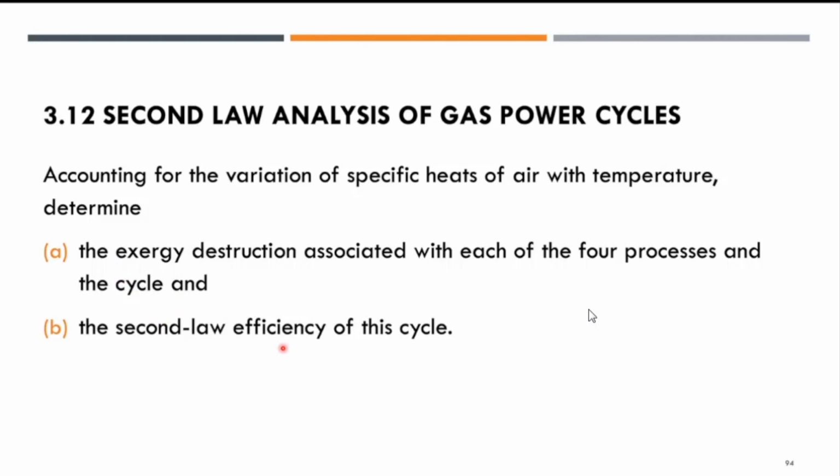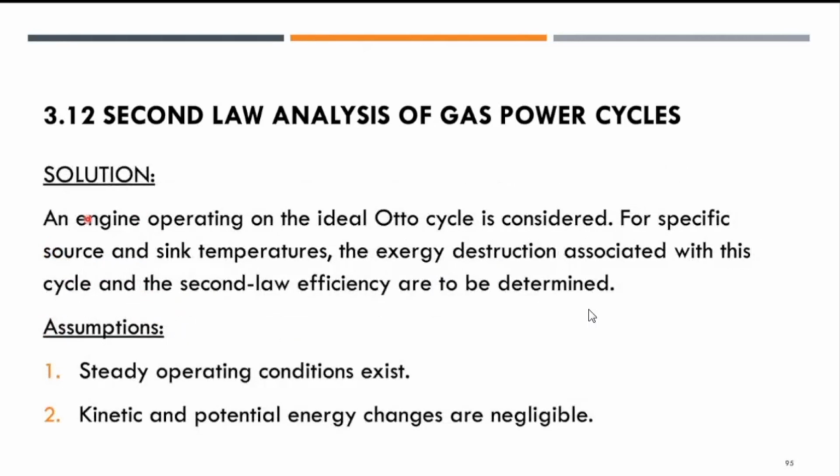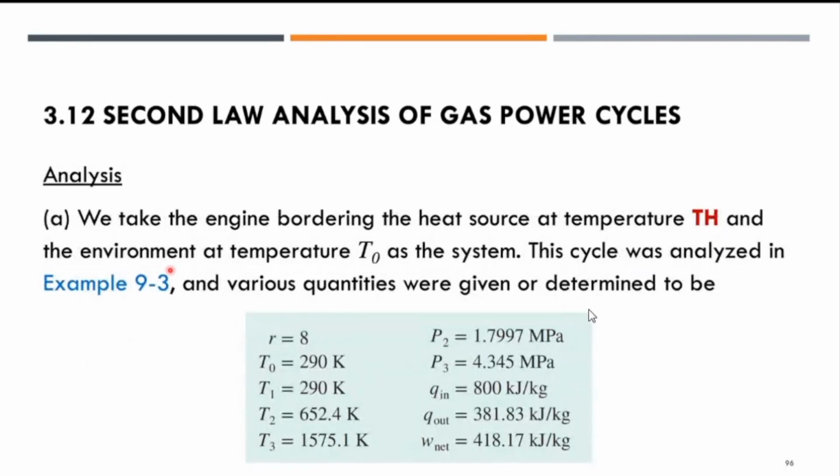So for the solution, an engine operating on an ideal Otto cycle is considered. For specific source and sink temperatures, the exergy destruction associated with this cycle and the second law efficiency are to be determined. We assume steady operating conditions exist and kinetic and potential energy changes are negligible. From the analysis, we take the engine, bordering the heat source at temperature TH and the environment at temperature T0, as the system.